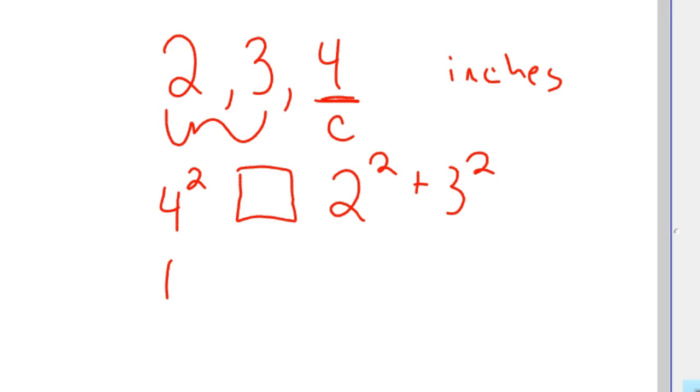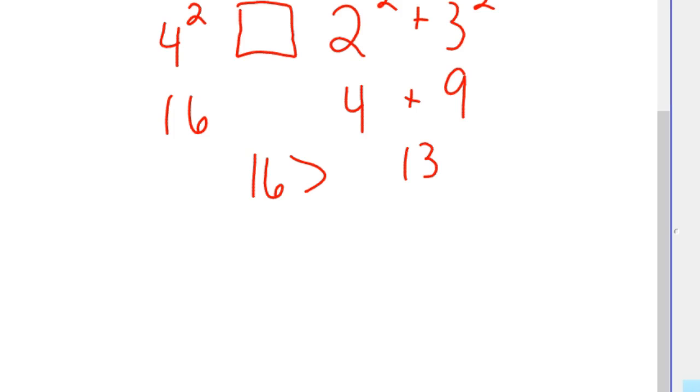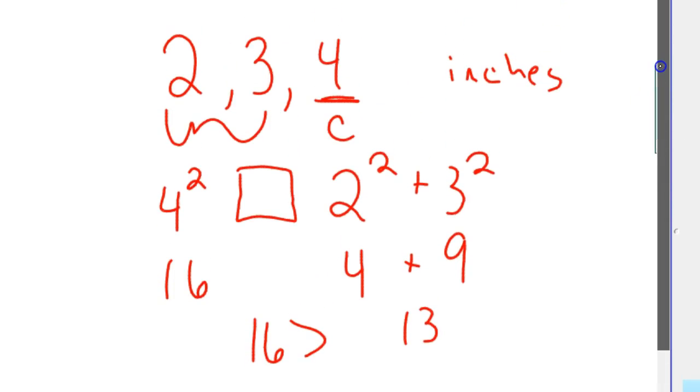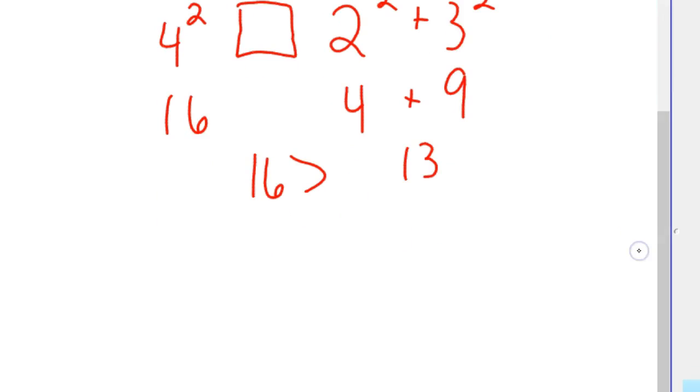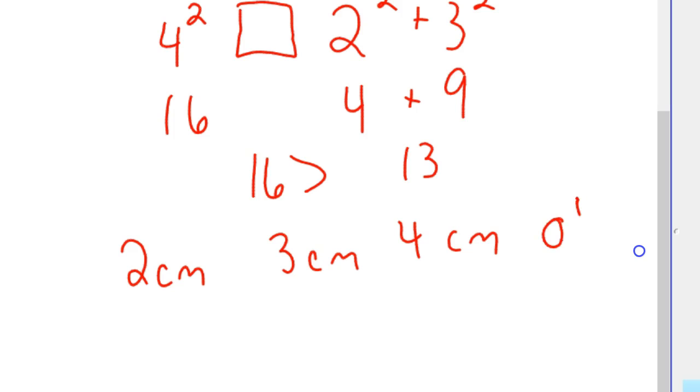Well, 4 squared is 16. 2 squared is 4. 3 squared is 9. 9 plus 4 is 13. It's greater than. So in this case, if you had a 2, 3, and 4 triangle, we'd have an obtuse triangle. If you had a triangle that was, say, 2 centimeters, 3 centimeters, and 4 centimeters, it would be obtuse.